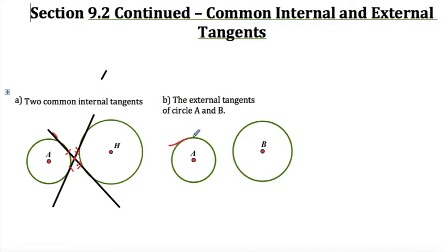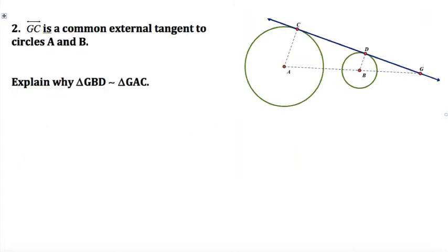External tangents are also very cool. External tangents are tangent to both circles, but they don't actually cross until maybe they get on the outside. They wouldn't cross on the inside of the circles, so more like that. There we go. It's a little better. So those are called external tangents. We're going to be talking about those today a little bit, and we're going to try looking at this. This right here is a common external tangent.